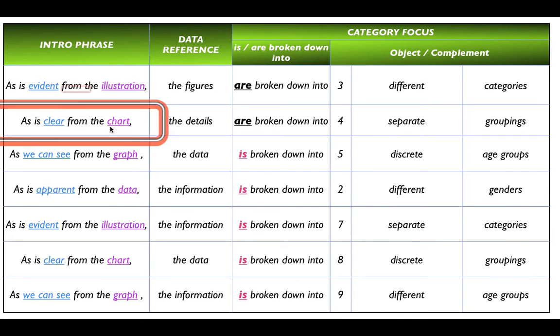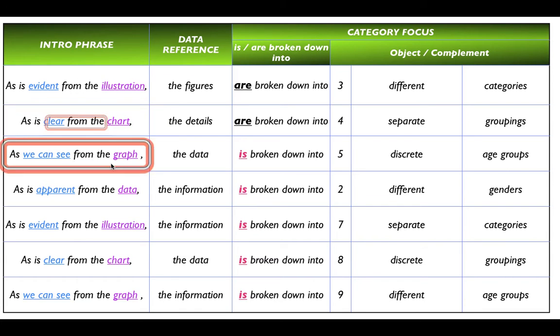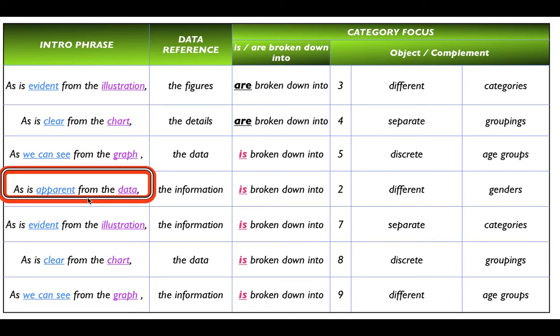As is clear from the chart, you should only say chart if it is a pie chart or bar chart. And as we can see from the graph, you should only say that if it's a line graph, or as is apparent from the data, you can use that for everything. And it's pretty good, really. Illustration as well can be used for almost everything. So evident, clear, we can see, and apparent, they can all go there. And illustration, chart, graph, and data, they can go here, followed by a comma, of course.